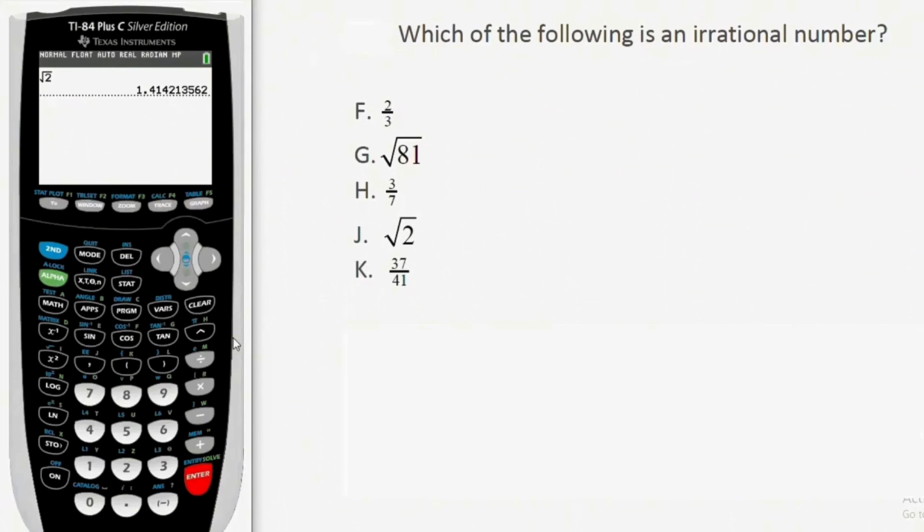When you check option K, 37 over 41 is going to start with 0 point. It will tell you that this is not an irrational number. 37 divided by 41, enter. You see, we have 0.9. This tells us that this is not an irrational number since it's starting with 0 point. It's only option J that is starting with 1 point, not 0 point, and beyond. So this is the correct option, option J.